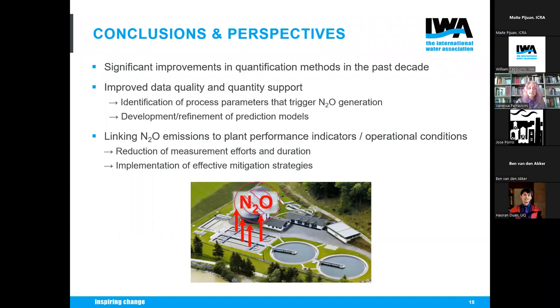And additionally, I think further efforts are necessary for linking N2O emissions with plant performance indicators and operational conditions, because this link is the key for developing effective mitigation strategies.